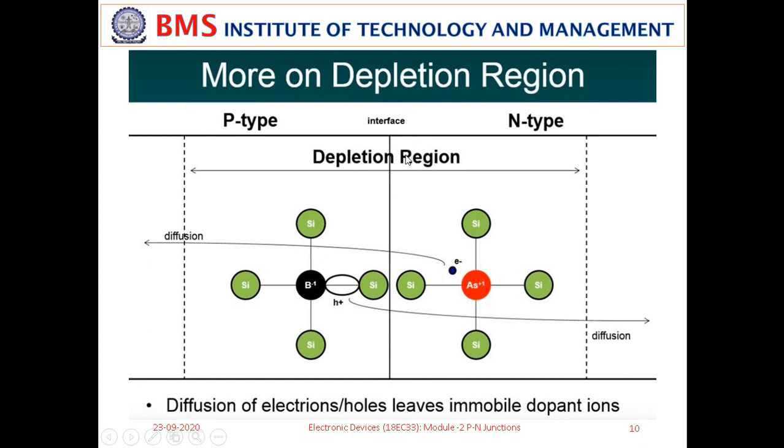These depleted immobile positive ions on the n side and negative ions on the p side create an electric field. This electric field between n and p type causes the drift current. Drift current in the sense the holes will keep moving from the n side to the p side, and electrons will keep moving from the p side to the n side here.